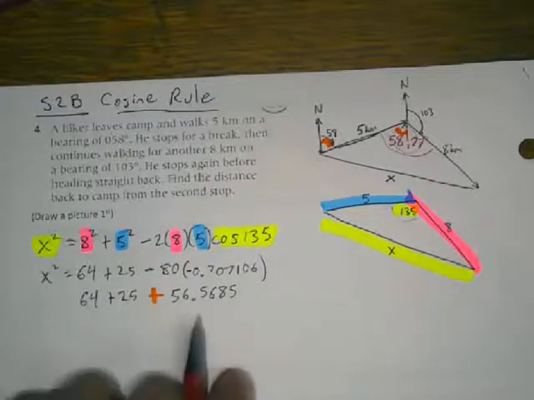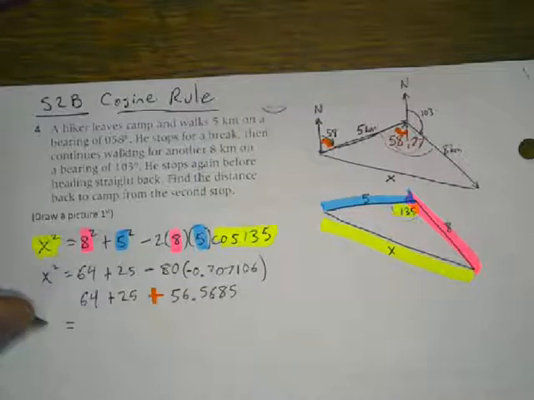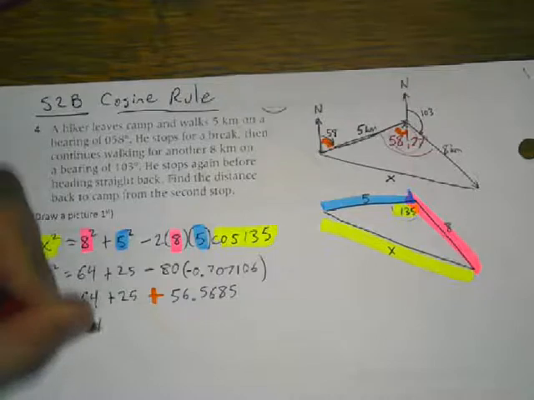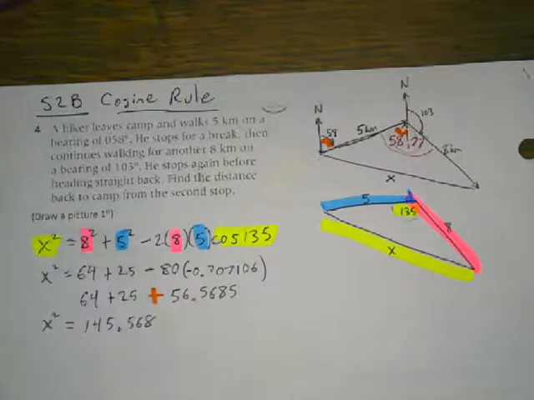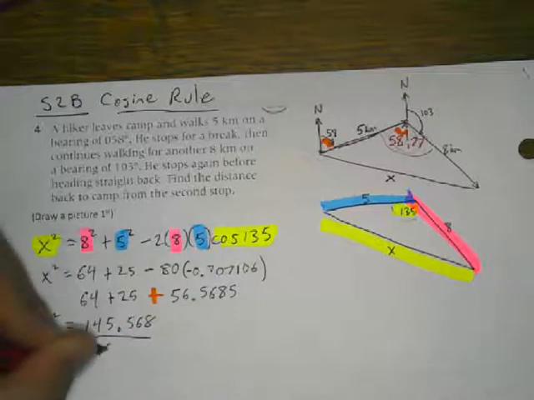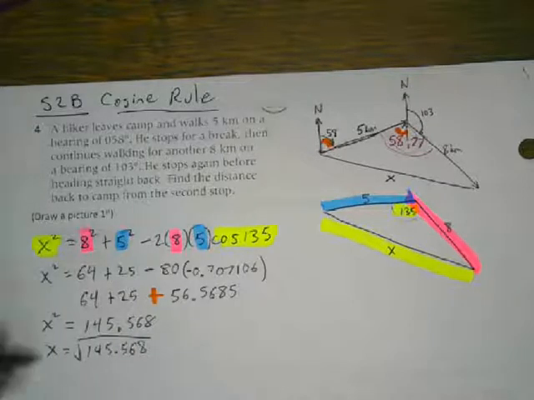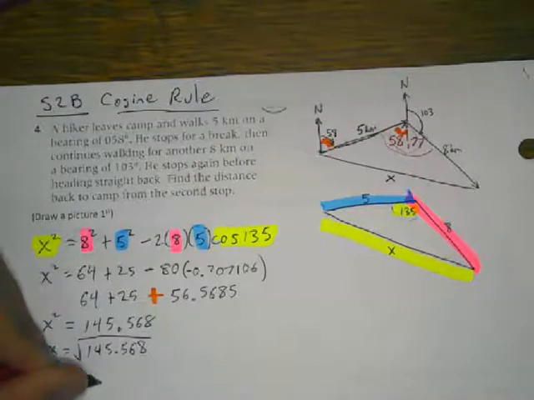Add these all up together, and we get x squared equals 145.568. Okay, and now to solve for x, we're going to do the square root of that. And then we get x equals 12.1 kilometers.